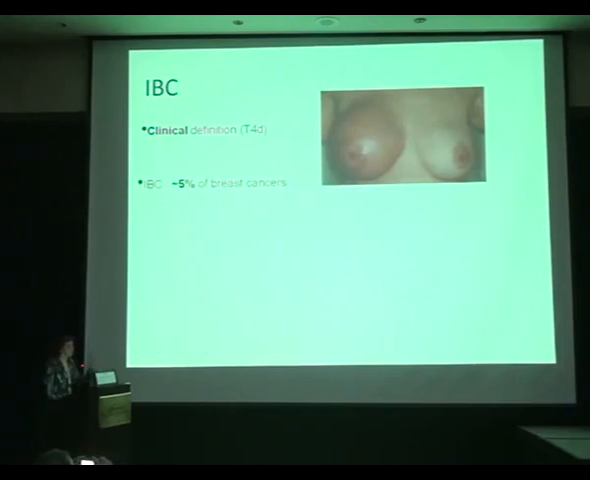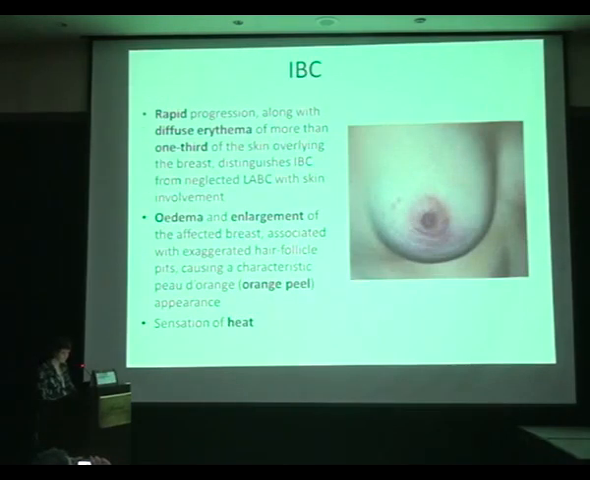It represents, in France, between 1 and 2, up to 5 to 10% of breast cancer. So we can say worldwide it's 5% of breast cancer. It's a very aggressive disease with a 5 year survival rate of 40%. There is a rapid progression with a diffuse erythema of more than 1/3 of the skin overlying the breast. And this is the difference between inflammatory and neglected locally advanced breast cancer.